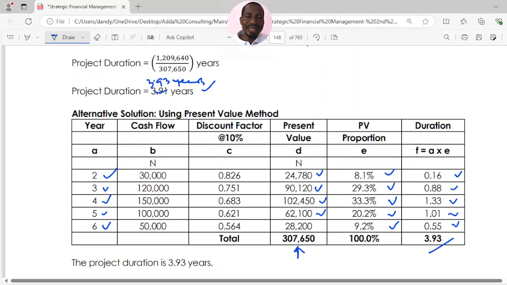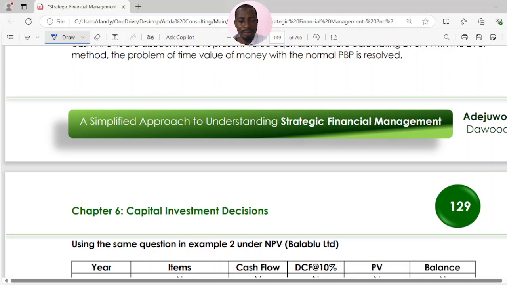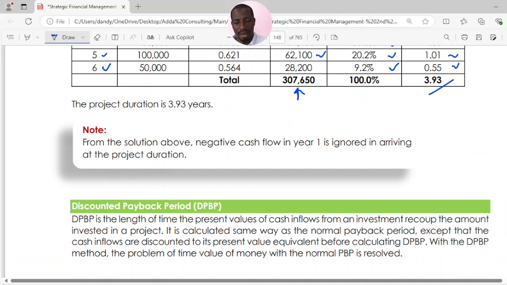Once you get your net cash flow, you can use any technique and you are going to get it correctly. Just ensure that your net cash flow is correct. Once your net cash flow is correct, you are good to go. So today we have completed the discussions around modified internal rate of return and the project duration. So quickly, let's talk about discounted payback period. Once we are done with that, that will be the end of today's class.